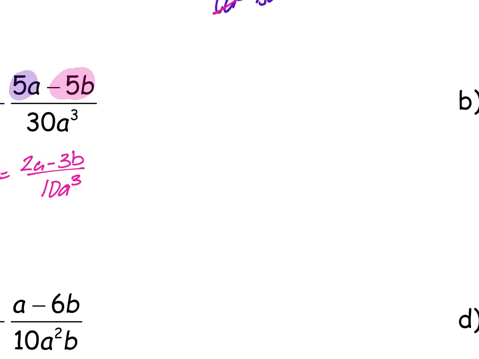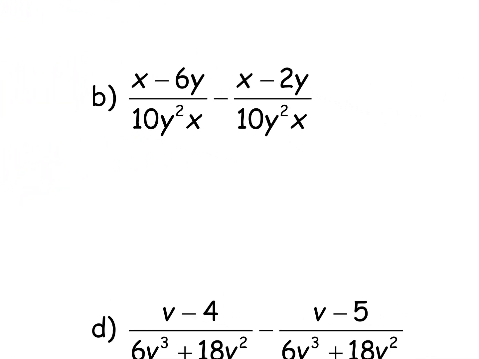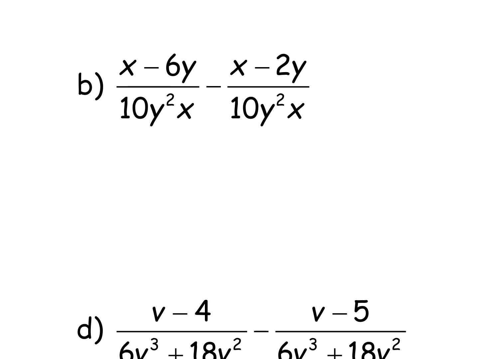So same thing on the next one. If you highlight or circle or square, if you don't have a highlighter, you can always go, okay, here's this like term, and then I'm going to underline one, I'm going to circle the other so I know what my like terms are, right? So I've got x minus x is 0, and then negative 6y minus a minus 2y is negative 4y over 10y squared x.